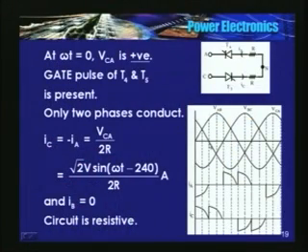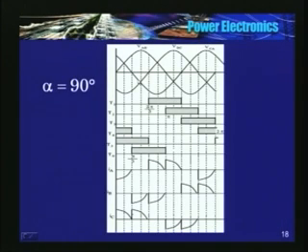Now what happens at omega t is equal to pi by 3? At omega t is equal to pi by 3, VCA is 0 and becomes negative. That means potential of A is higher than potential of C. Resistive circuit, current cannot flow in this direction. So at this point, T4 turns off. And if you see the previous waveform, at this point I had stopped the gate pulses for T4, because no point having gate pulses beyond this point.